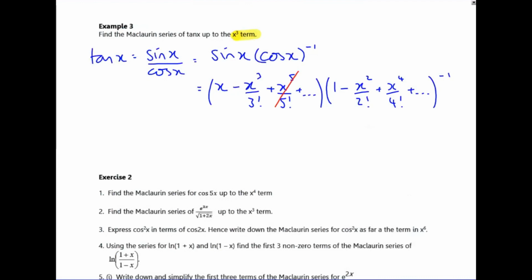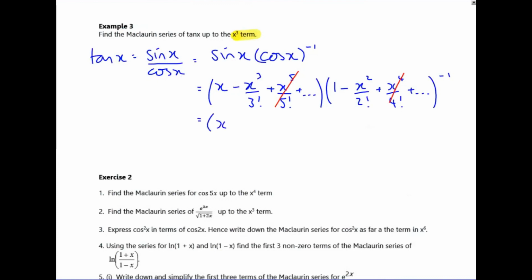Now, obviously, you need a way to deal with that bracket to the power minus 1. And what I'm going to do on that is a binomial expansion. Maclaurin series is essentially how you could come up with the binomial expansion formula. That's why there are factorials in both of them. But I'm going to do the binomial expansion on this, and I'm only going to be interested in the x squared term because, again, I'm only going up to the x cubed term in my expansion.